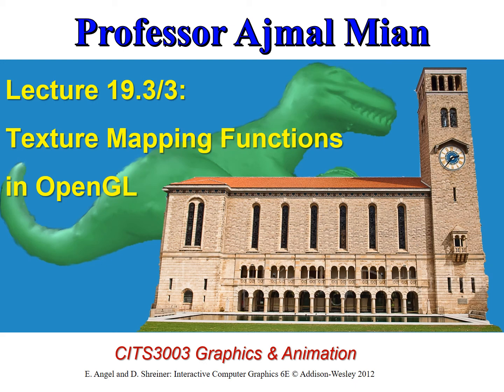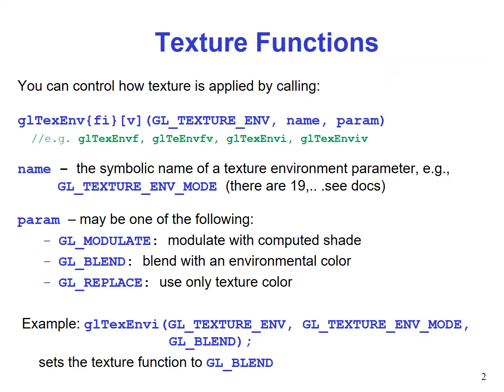This is the last lecture in texture mapping, where we study texture mapping functions and the overall process in OpenGL. You can control how texture is applied by calling glTexEnv, and then you select one out of float or integer, and the v here is optional. It takes three parameters: GL_TEXTURE_ENV, name, and a third parameter.